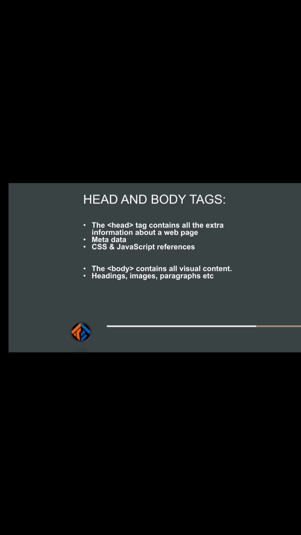And the body, like I said, contains all visual content: headings, images, paragraphs, tables, links, buttons, animation, everything that the user sees is embedded into the body tag. So literally HTML just has two main sections: the head and the body. The head contains every information, the body contains what you want the people displaying the site to see and to interact with.